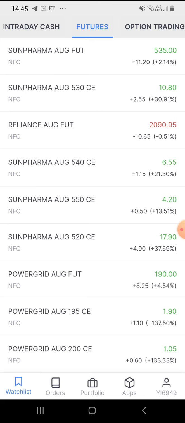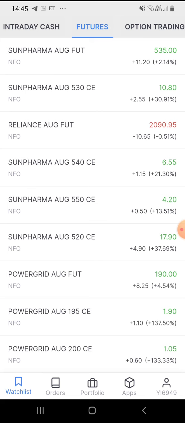What are strikes? First, you need to know what strikes are. Strikes are those values which are near to the real value. Just assume it that way. What is the real value here? 190. Power Grid's real value is 190, so the strikes will be near to that.